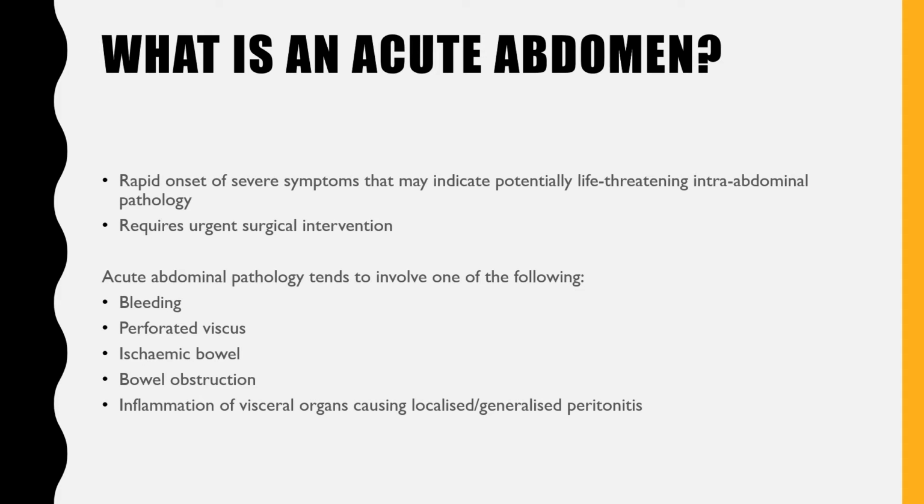It could be from a perforated viscus, for example, a perforated gastric ulcer or a perforated diverticulum. It could be from ischemic bowel, from a bowel obstruction, or any kind of inflammation of visceral organs that has caused some kind of localized or generalized peritonitis. So that might be something like appendicitis or cholecystitis.